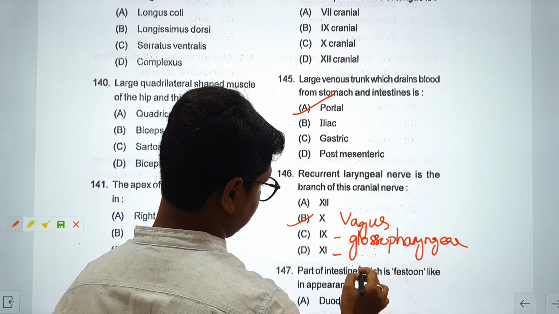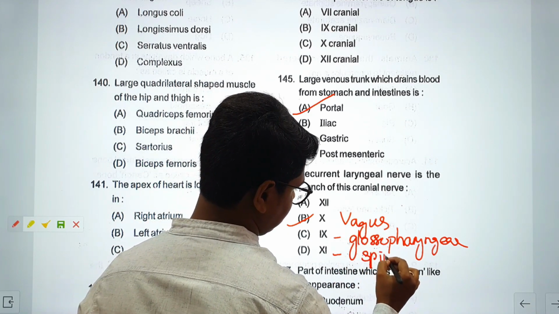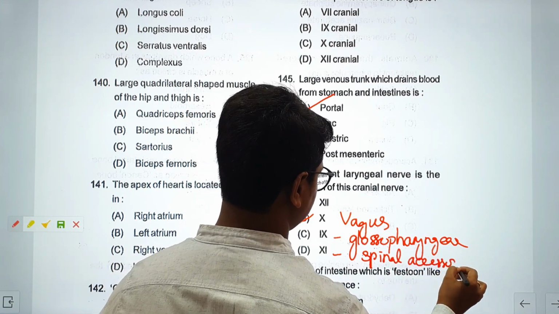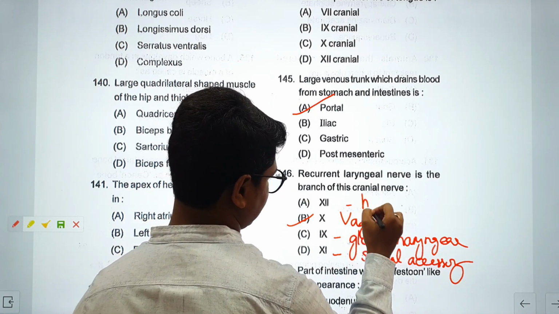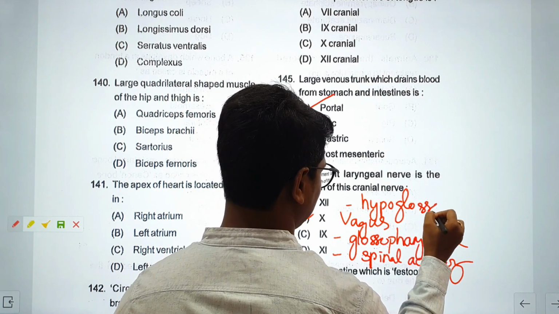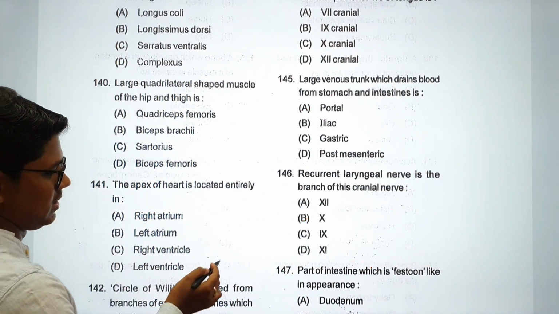11th, 10th is vagus, 11th is spinal accessory, and 12th is the last one, hypoglossal. You might have read it as UTA, FAC, VSH like that, you can remember it.